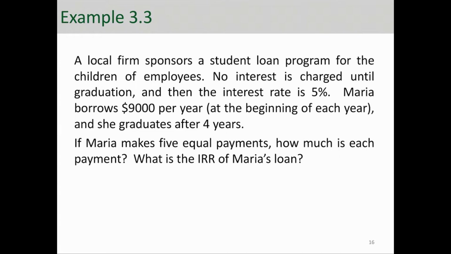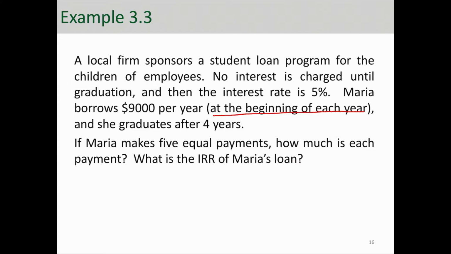In this video we're going to take a look at another example where we want to calculate the internal rate of return for a project. This one says a local firm sponsors a student loan program for the children of employees. No interest is charged until graduation, and then the interest rate is 5%. Maria borrows $9,000 per year at the beginning of each year, and she graduates after 4 years. If Maria makes 5 equal payments, how much is each payment? And then what is the IRR of Maria's loan?